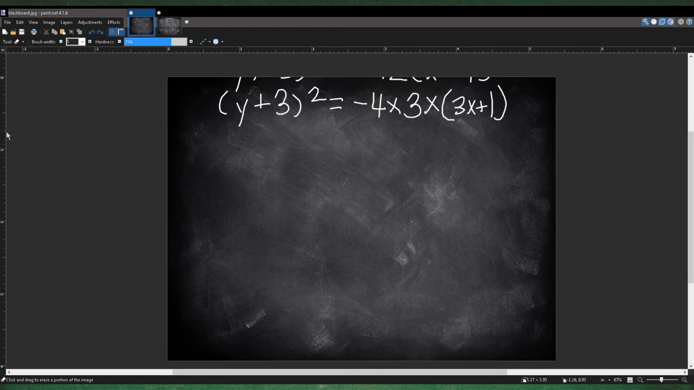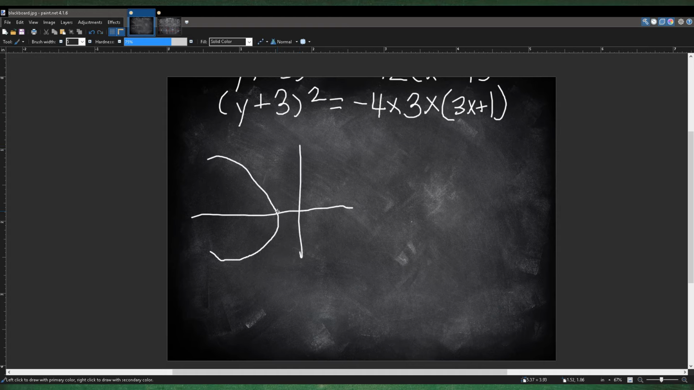So right now we know it's concave to the left. So let's draw a picture out for that. Step 2: try and draw a really big graph, something like that. Okay, so we're going to have to find the vertex.